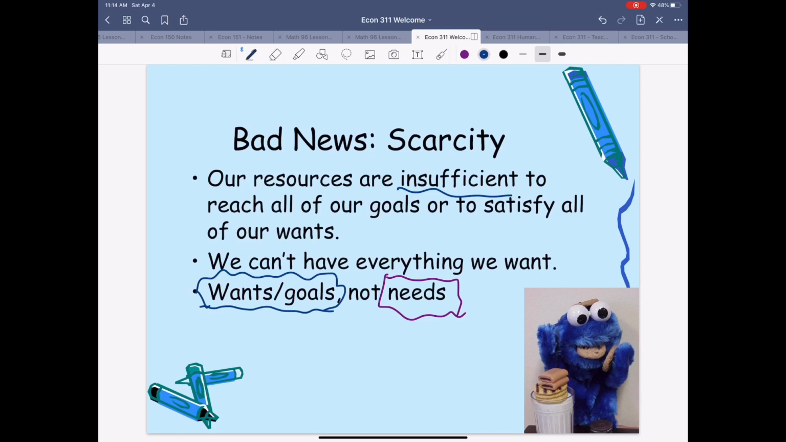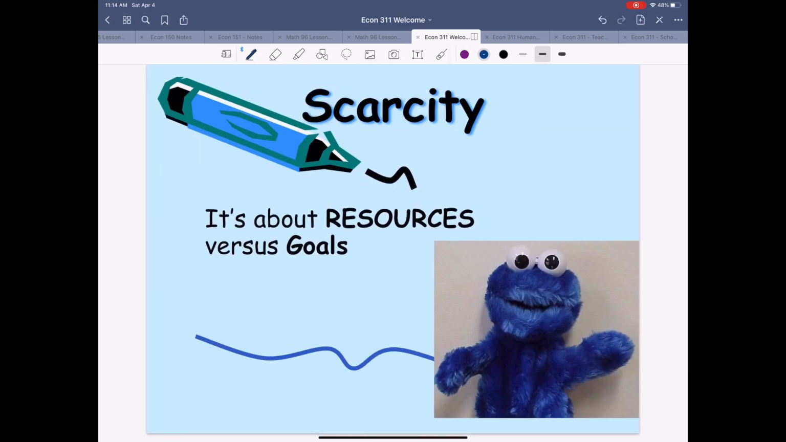We can't have everything we want. We can't have all of the cookies, all of the things, all of the love, all of the sleep. All of the things we want, we experience scarcity. It's about the idea of resources versus goals. So how is it we achieve our goals when we only have limited resources? Our land, labor, capital, entrepreneurship come in limited supply. And so we have to make decisions about how we're going to achieve our goals with our limited and scarce, we call them scarce, resources.